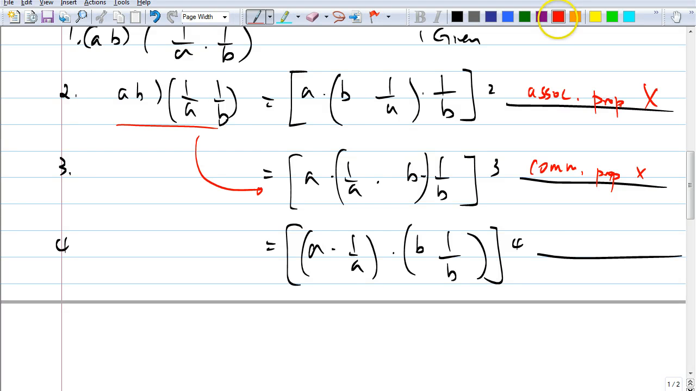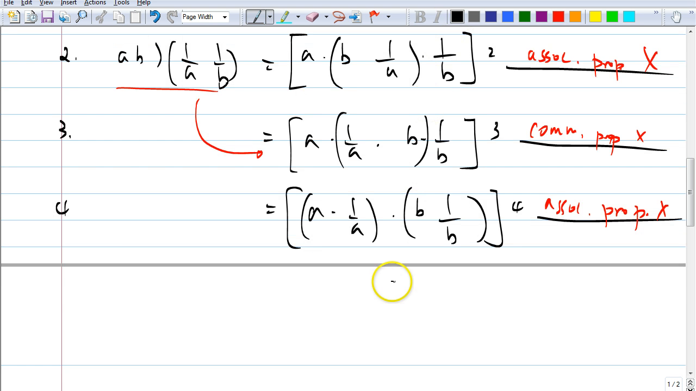Exactly right. Very good. Associative property of multiplication. And could you believe it? The book actually skipped this step too. So like I said, if they do, don't worry about it, okay? You just have to fill in the properties that are being used. Okay, so that's the fourth step.